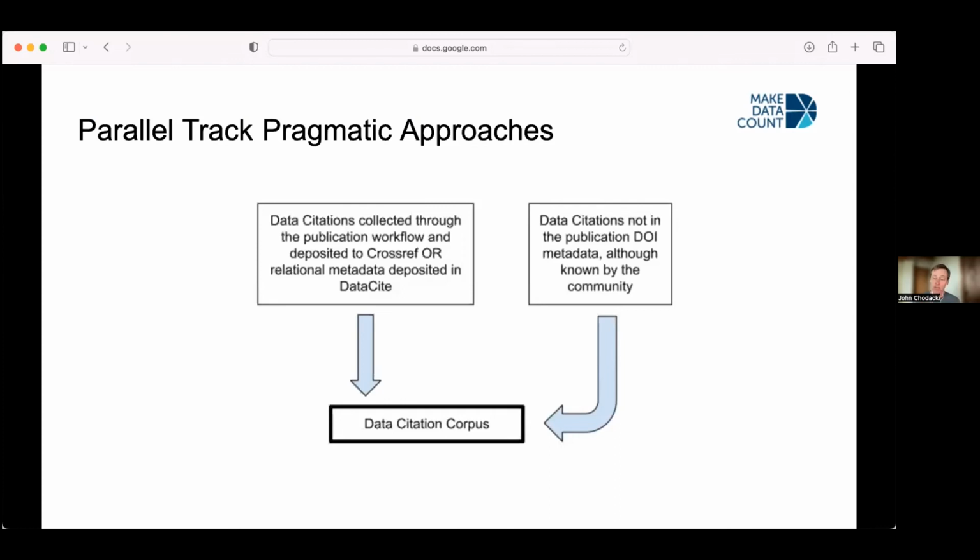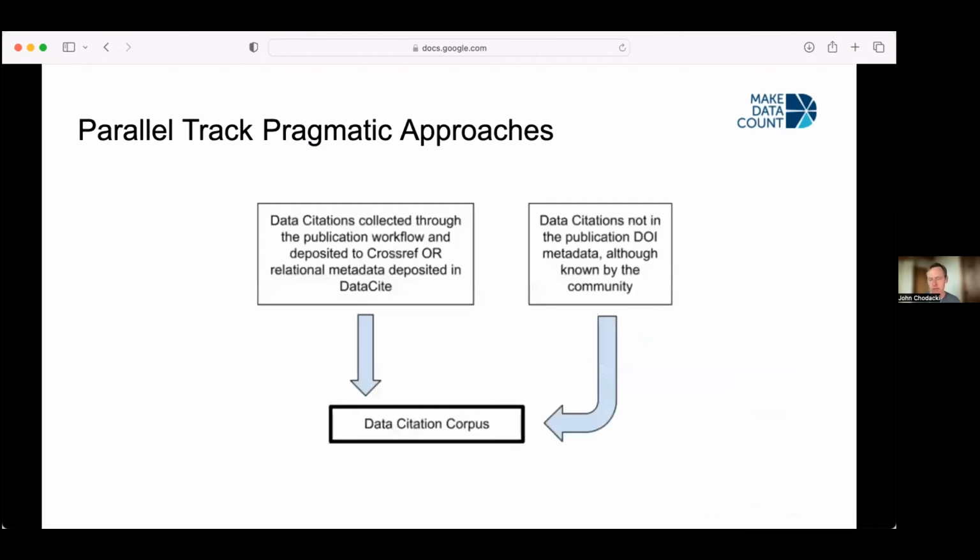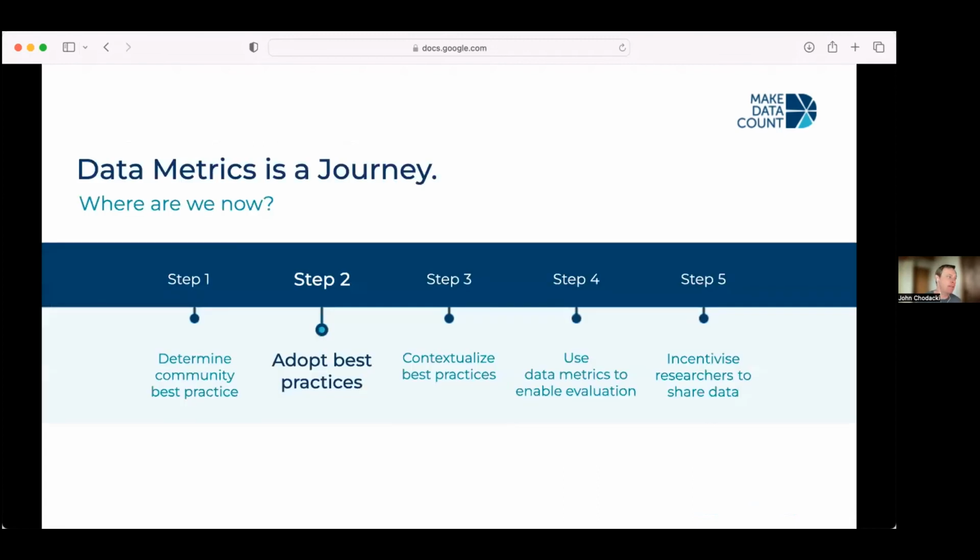So on the one hand, we want to ensure that we're retooling and changing the culture. On the other, we want to build a set of information, a test set that can then help us with this question of how do we get to data metrics. And it's really about trying to move us beyond step 2. Like, how do we get to a point where we can start to contextualize and use data metrics, data citations, data usage metrics in evaluation? Like, how do we get beyond where we are right now?